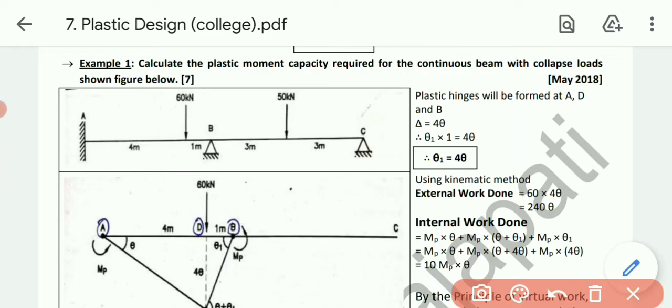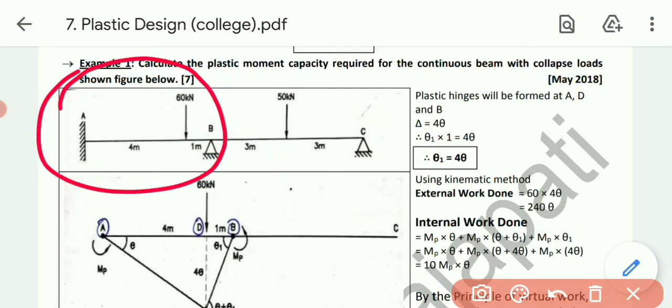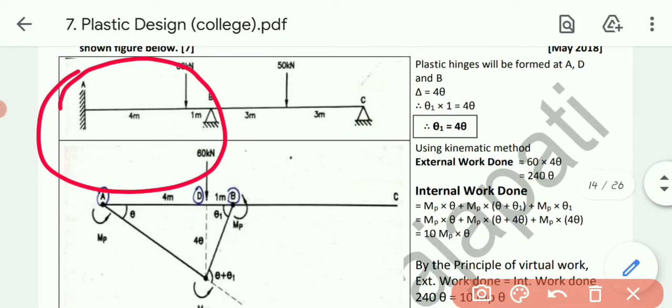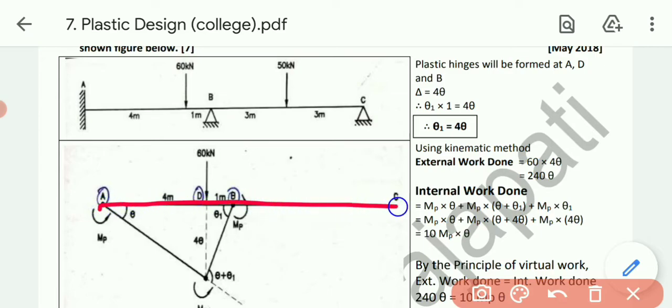So, first of all, let's talk about the plastic hinge. A plastic hinge will obviously be formed at the points where moment will be produced. So, it will be produced at A because of the fixed support, then at B because of the intermediate support, and at the location of the point load. So, first of all, let's take the beam separately as we were doing in the previous example also. First, just draw the beam mechanism.